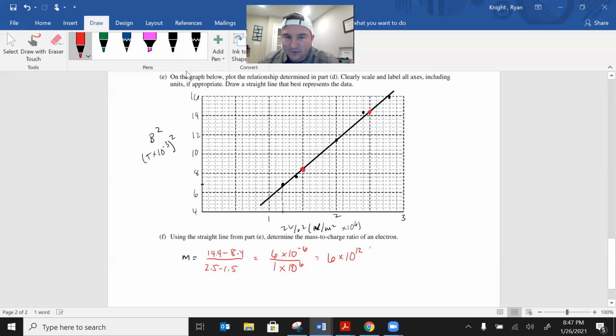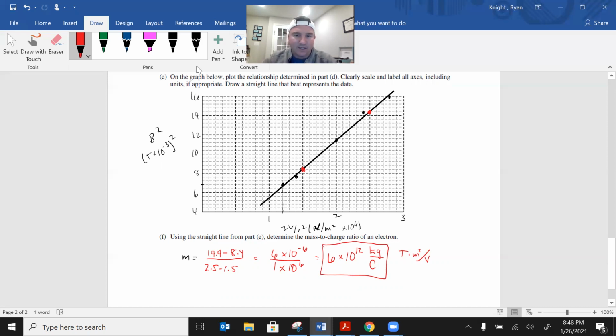And I just wrote it's going to be kilograms per coulomb. I don't know if that works. I guess technically based on the numbers I divided, I would get Tesla meter squared per volt, which I guess simplifies to kilograms per coulomb. But I just assume because it's a mass to charge ratio, we get something like that. It doesn't ask us to prove it, so I guess we don't have to.